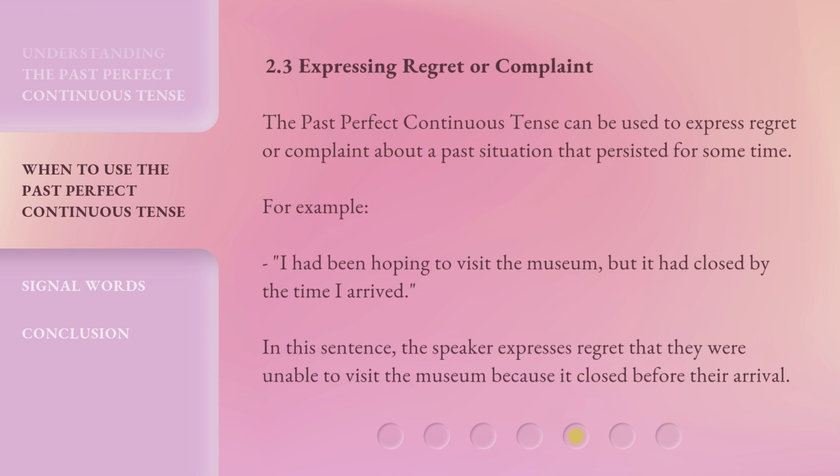2.3 Expressing regret or complaint. The past perfect continuous tense can be used to express regret or complaint about a past situation that persisted for some time. For example, I had been hoping to visit the museum, but it had closed by the time I arrived. In this sentence, the speaker expresses regret that they were unable to visit the museum because it closed before their arrival.